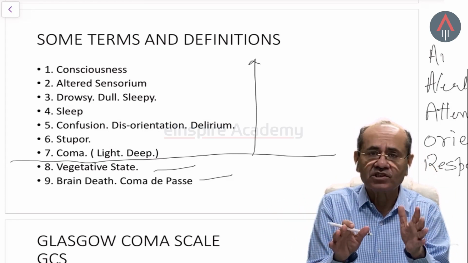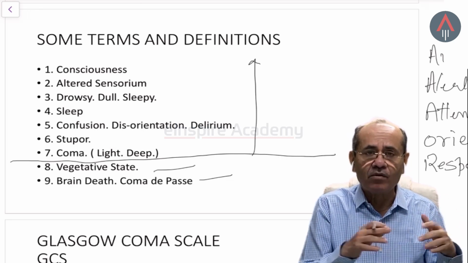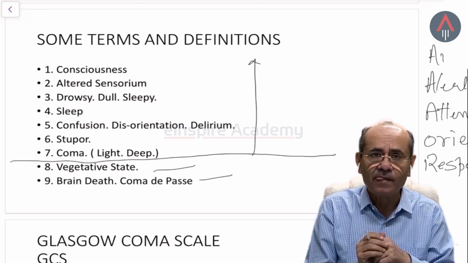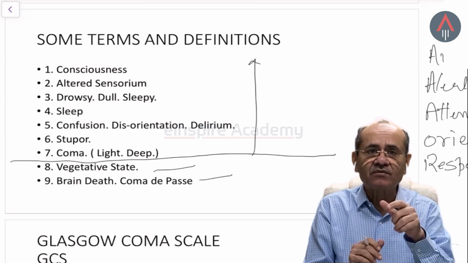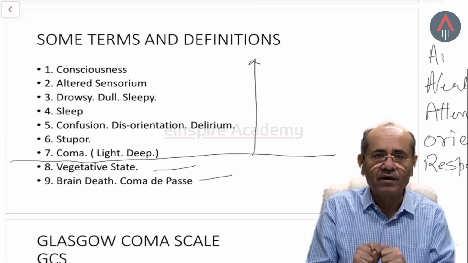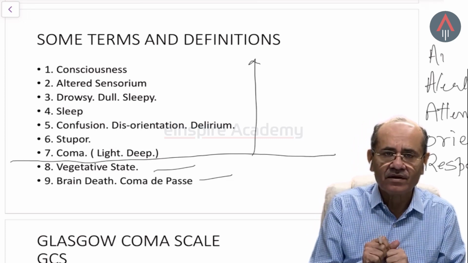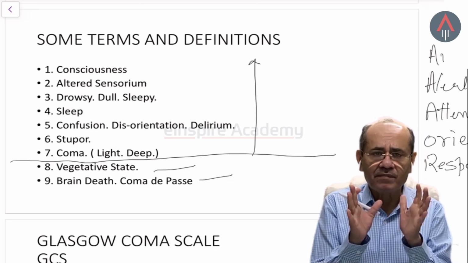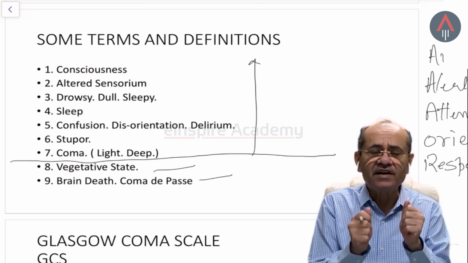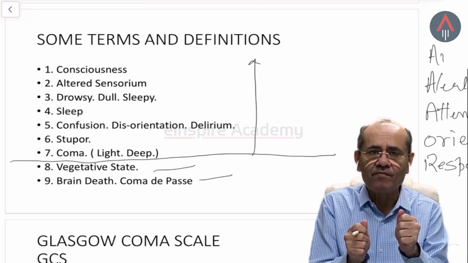Whatever responsiveness I will tell you in a minute about examination of consciousness, a person in a vegetative state will not be responding properly. And when does it occur? It occurs when any brain pathology leads initially to unconsciousness and coma.